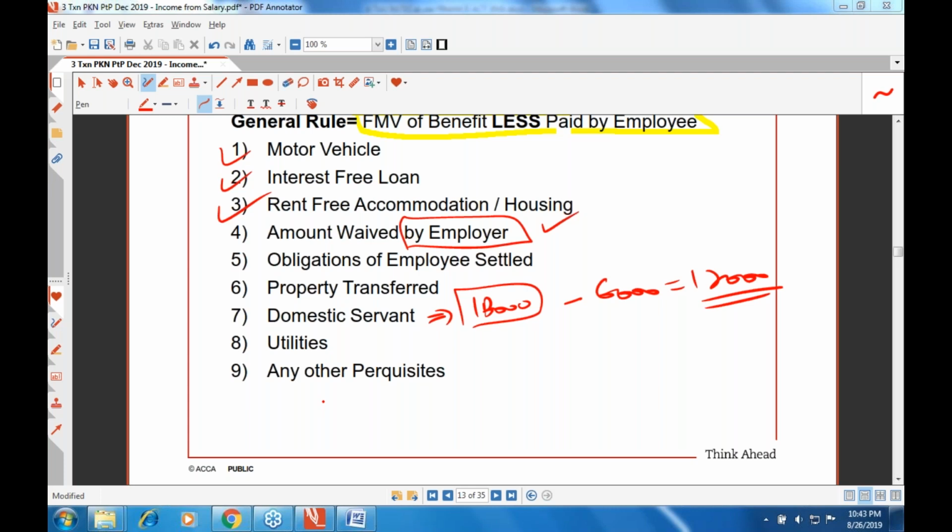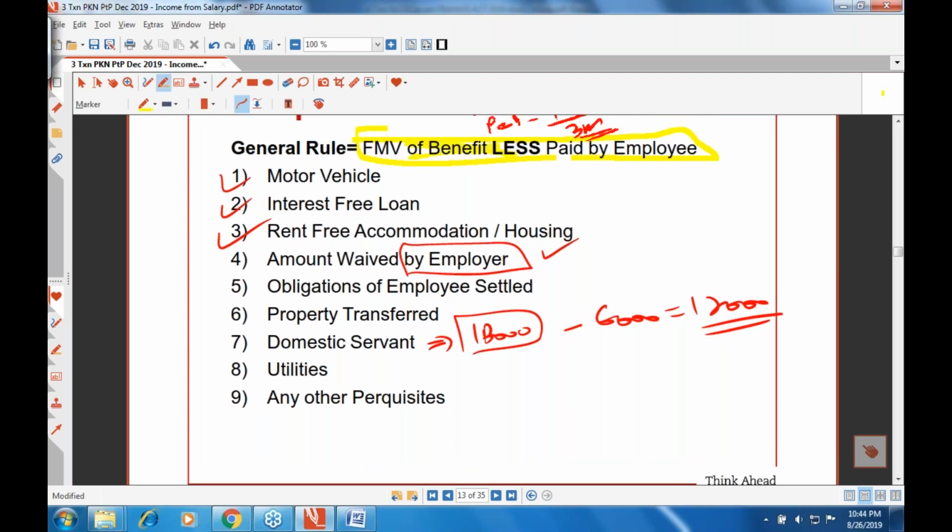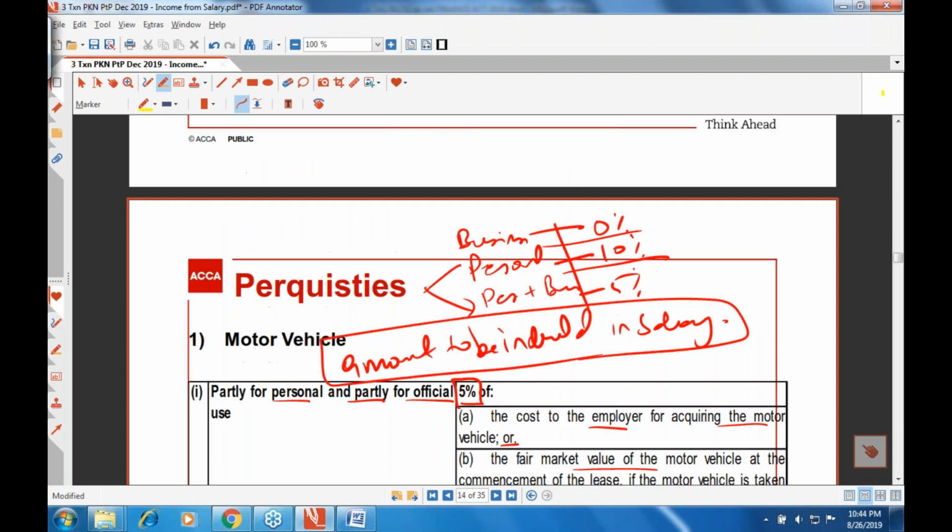Utilities. So if the company says that your electricity bill will be paid by us, your gas bill will be paid by us, or any telephone or any other utilities are going to be paid by the company, that's all going to be included. So the basic rule is fair market value of the benefit less the amount paid by employee. That is what is to be included in the salary.